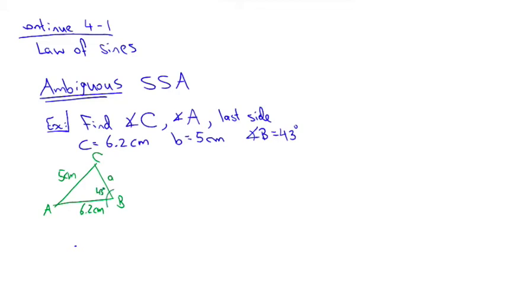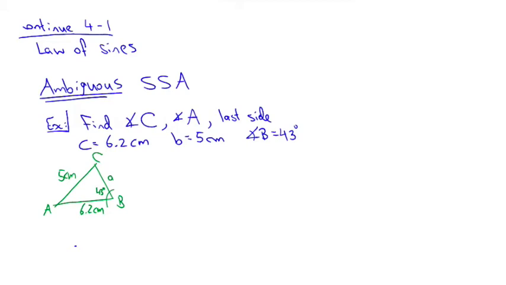Try to label your angles on the inside. One of the problems I've had with this is people put the angle on the outside, and then they mistake it for a side, and all things go crazy. All right, so if I'm going to use law of sines, what am I looking for first? What do you think I can find first, given this information? You can find angle C.